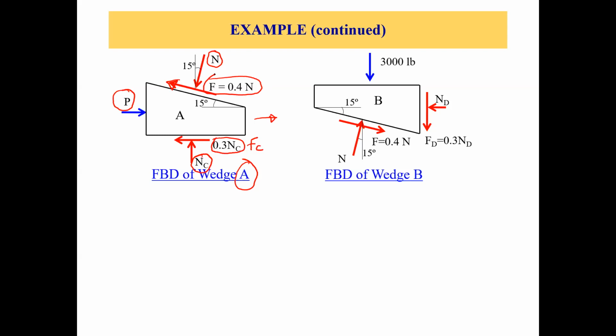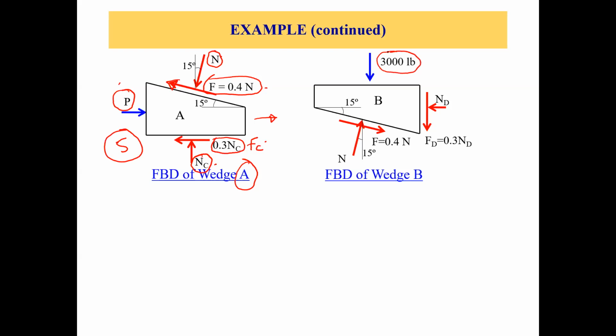So now, how many unknowns do we have? We got 1, 2, 3, 4, and 5. So we got 5 unknowns in this free body diagram. Now come to the free body diagram on the right, the free body diagram of wedge B. Just draw the outline sketch and then apply the forces which are acting on this wedge B. First of all, we have this 3,000 pound load on top of wedge B acting downward, right?